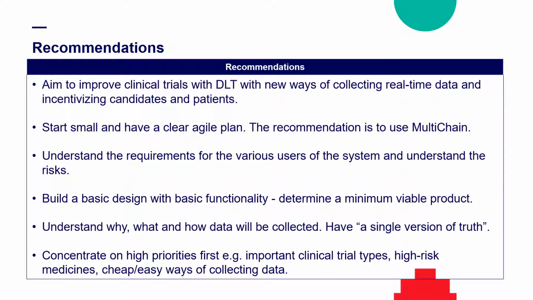The key takeaways are to start small and have a clear plan with a project lead. Multichain is a good choice as it already helps organizations to build and deploy blockchain applications with speed. We need to understand the requirements and understand the risks. The development team can then build a basic design with basic functionality, but the team needs to also understand why, what, and how data will be collected and have a single version of truth. I also recommend concentrating on high priorities first. For example, let's start with one of our more important clinical trial types, or maybe one of our high-risk medicines, or also cheap and easy ways of collecting that data quickly.